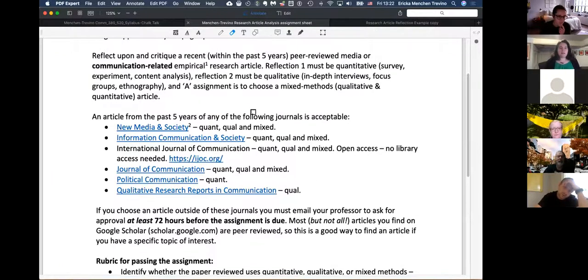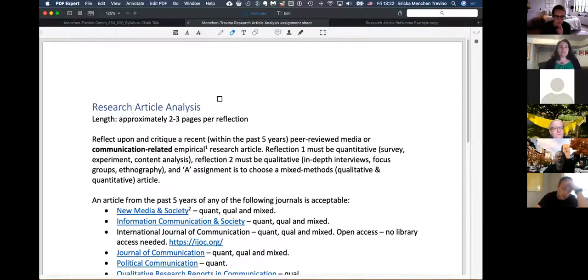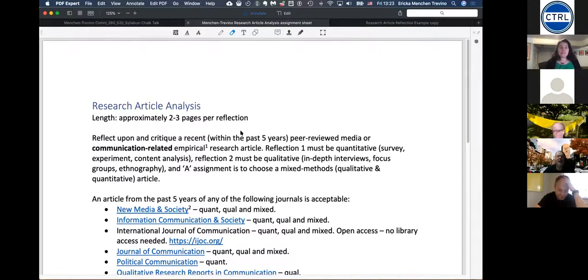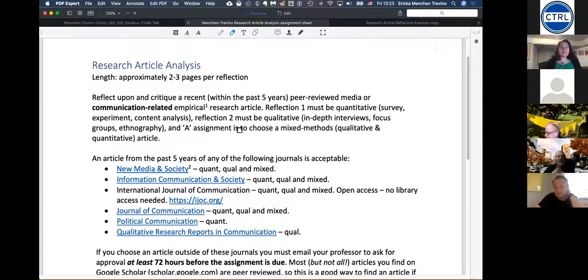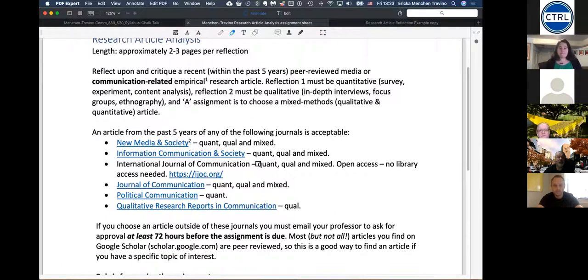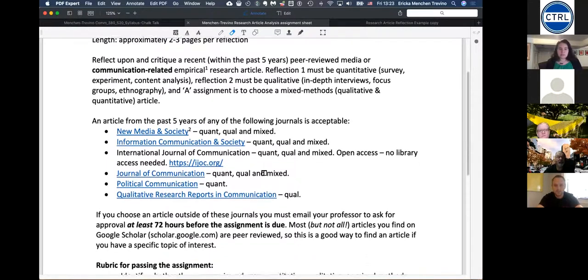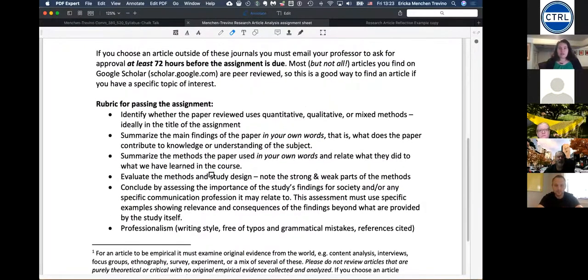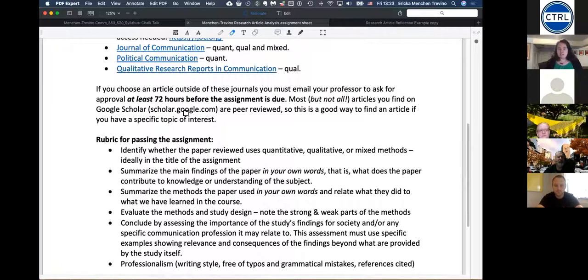Sure. Okay. So this is the example of the research article analysis assignment. I use this one because I thought it might be relevant for any kind of upper level course where you want them to read research articles. Basically what I do here is I give them a list of journals in the field, and if they want to choose a different journal, that's also fine. They just need to get it approved.